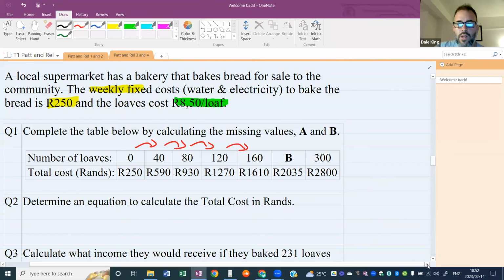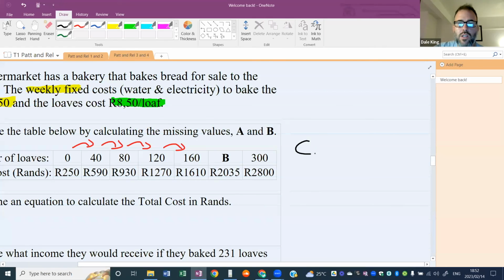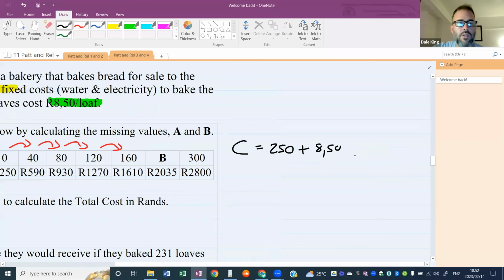Okay. So the formula we're going to use is, I'll use C for cost. We need 250 Rand plus 8 Rand 50 times the loaves. I'm going to say L for loaves. I'll put that in a bracket because I really want to do that one first on my calculator, but the calculator will do that first anyway, because BODMAS says you've got to do multiplication first. So the cost is 250 Rand plus 8 Rand 50 times the number of loaves that we have.